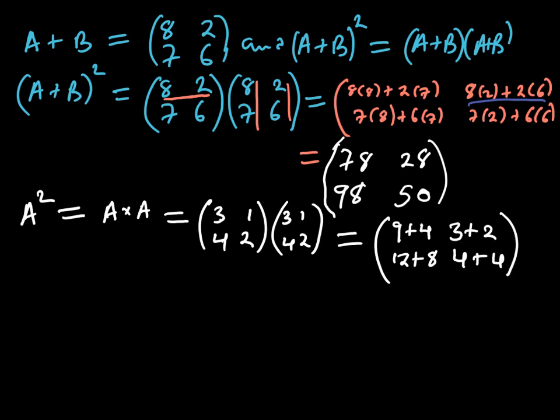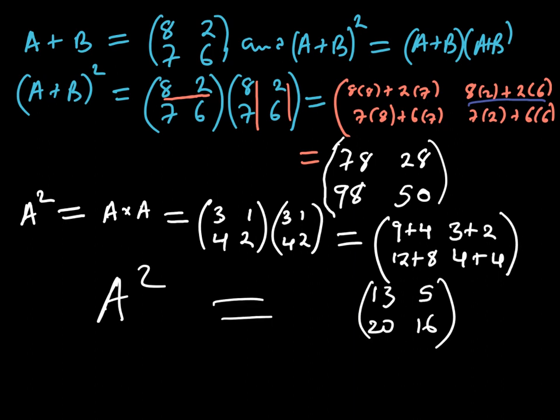So 9 plus 4, what do we end up with? 9 plus 4 is 13. 3 plus 2 is 5. 12 and 8 is 20. And then 16. So we have A squared is 13, 5, 20, and 16. Oh, there is a mistake in adding, in getting A squared. This is not supposed to be 16, but it is supposed to be 8.